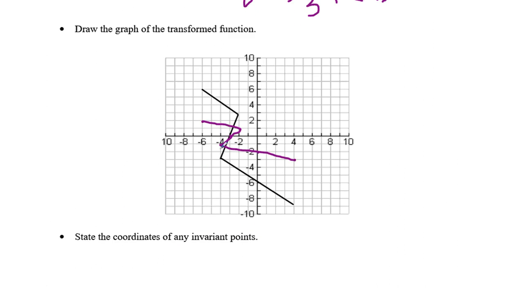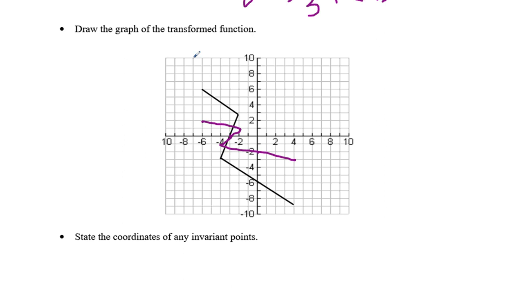No problem. Take a look at this x-intercept, because invariant points on a vertical stretch are always the x-intercepts. I believe that that is -3, 0, and purple is going through -3, 0. So state the coordinates of any invariant points. I believe the invariant point is at -3, 0.